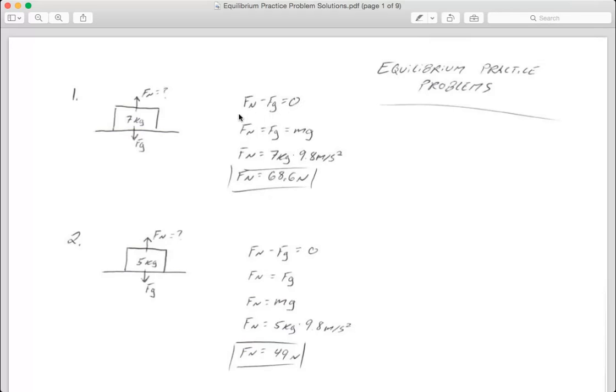So I'm trying to solve for the normal force. I'm going to move force of gravity to the other side. I do that by adding it, which gives me normal force equals force of gravity. And I know the force of gravity is equal to mass times 9.8, or mg. That's on your equation sheet. So I can just plug in the numbers. Normal force equals the mass, which is 7, times g, which is 9.8 meters per second squared, giving me my answer, which is a normal force equals 68.6 newtons.